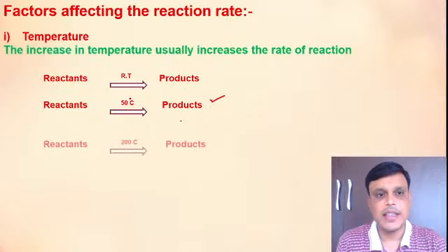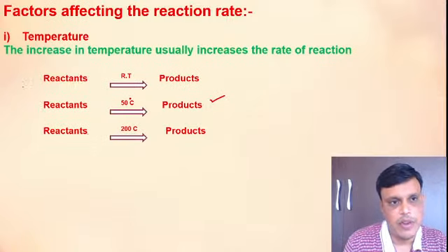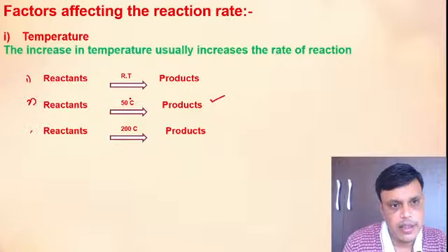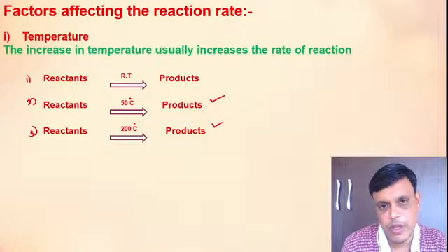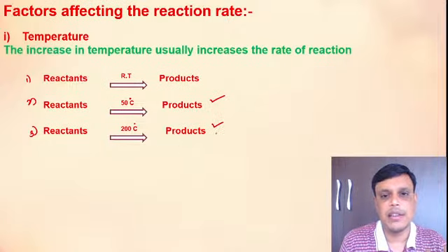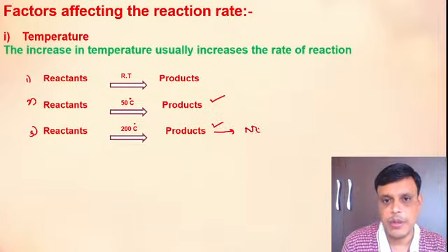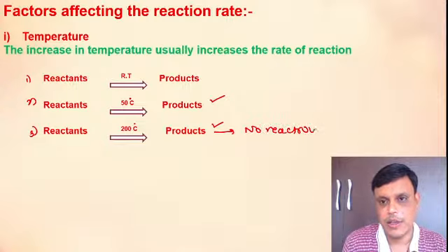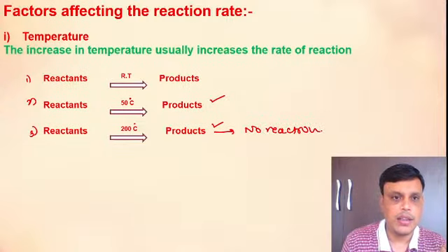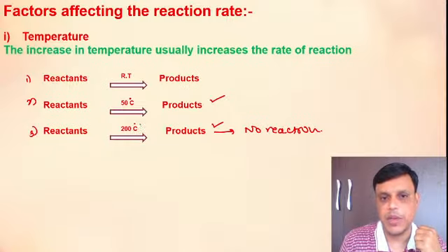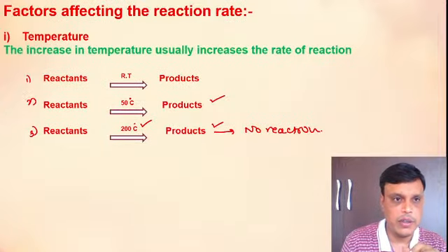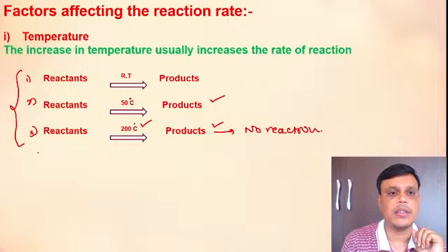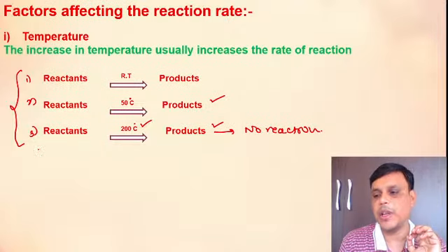So next, for example, this third kind of reaction. This is first, this is second, and this is third. Reactant forms a product at 200 degrees Celsius. That means at room temperature there is no reaction. To form a product, such kinds of reaction require very high temperatures, such as 200 degrees Celsius. So knowing this, now you can realize that temperature is a very important factor.